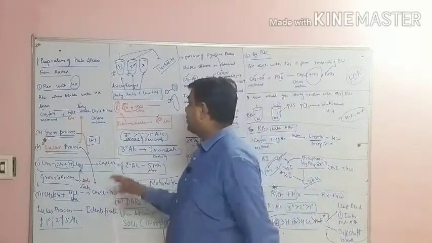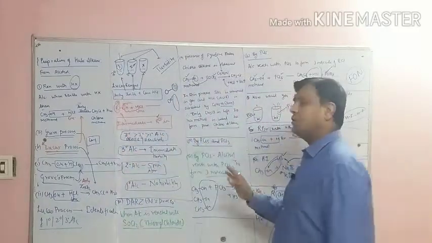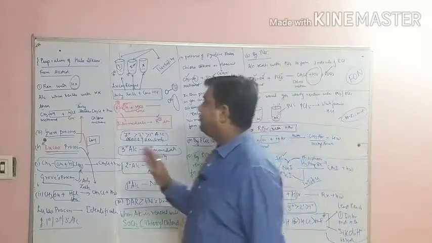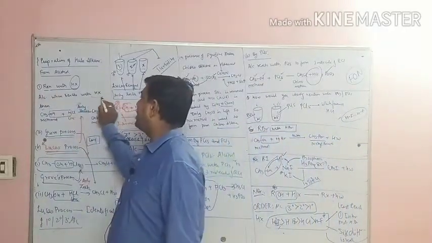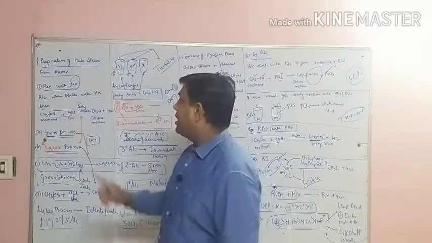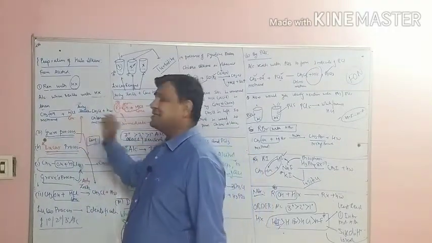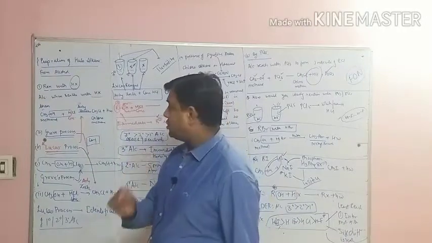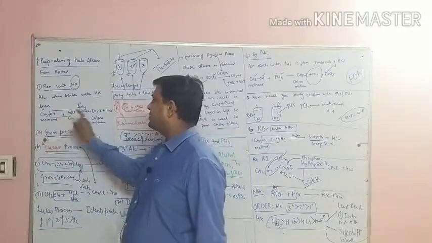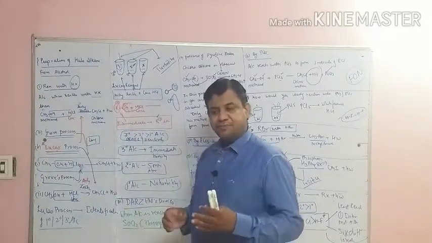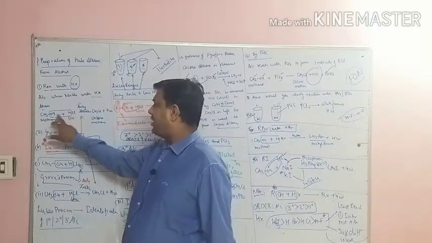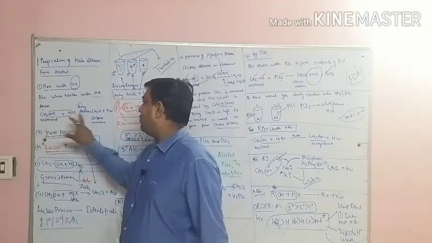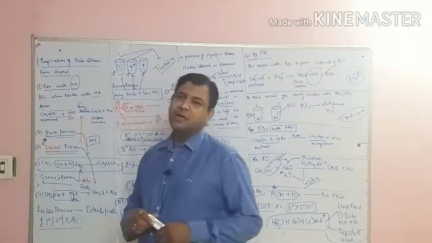See students, there are lots of methods to prepare haloalkane from alcohol. First is the reaction with HX. HX means reaction with halogen acids. For example, halogen acids means HCl, HBr, HI, etc. So, when alcohol reacts with HCl, what will happen? The OH of the alcohol and the H of the acid are removed, and the haloalkane is obtained along with the liberation of water.